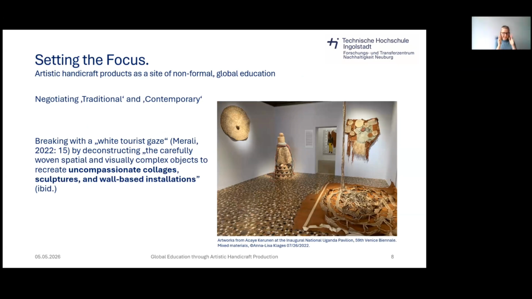At the same time, and this is the third time we're going back to a museum, here I'm taking you to the 2022 Venice Biennale, where Uganda had its first inaugural national pavilion. One of the exhibiting artists, Achai Chirunen, purposefully deconstructs those artifacts that you saw on the previous slides to merge them into installations and sculptures that purposefully break with this very white tourist gaze. And here I would argue, this educational moment enters where a very stereotypical white Western perspective on what is authentic African art is being challenged.